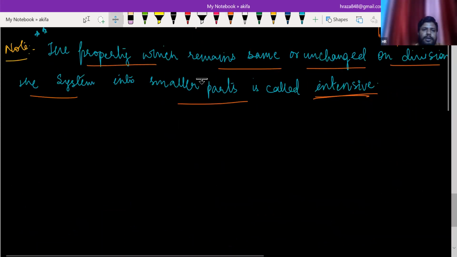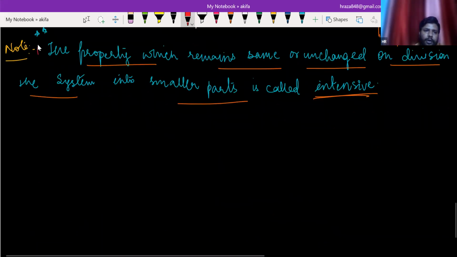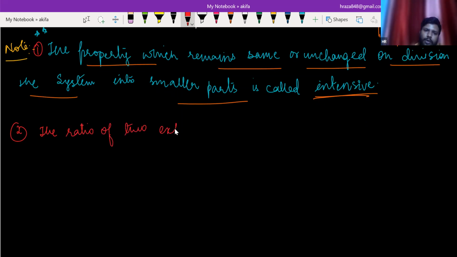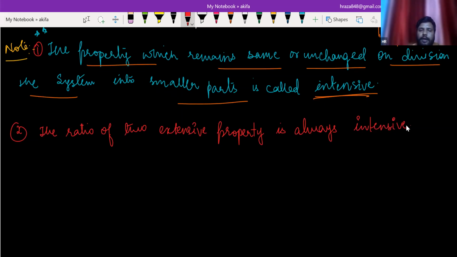The first note is this, and the second note, which is very important, is the ratio of two extensive properties is always intensive. You just have to check whether both are extensive. If they are both extensive, the ratio is intensive.